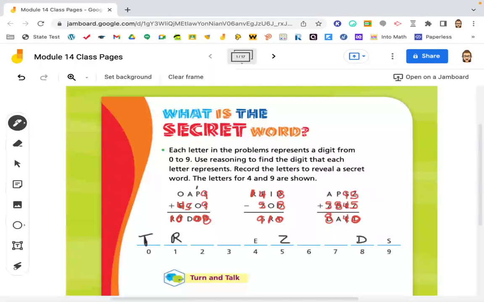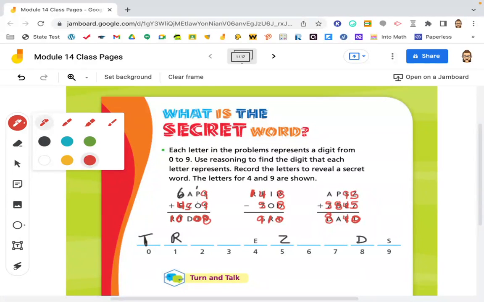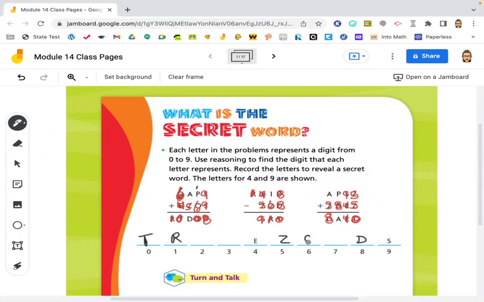So in order to get 10, that means my O has to be a 6, because 6 plus 4 would give me the 10. Which means that here we have an I, and it is going to be 7 because 7 minus 6 is 1.